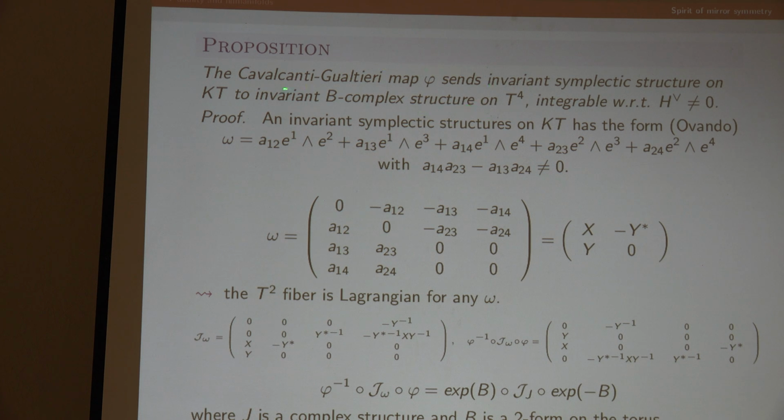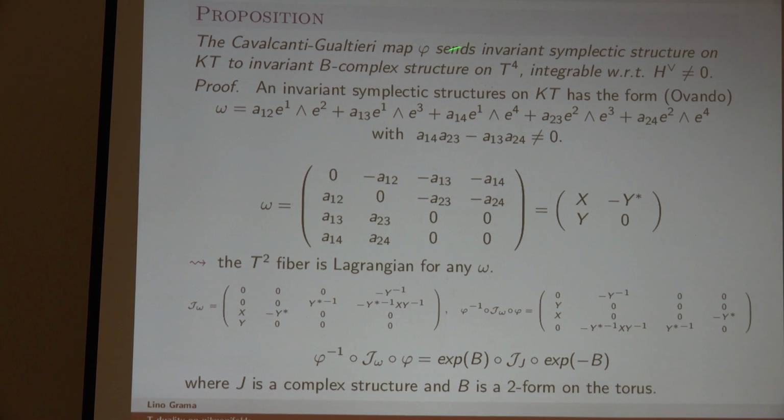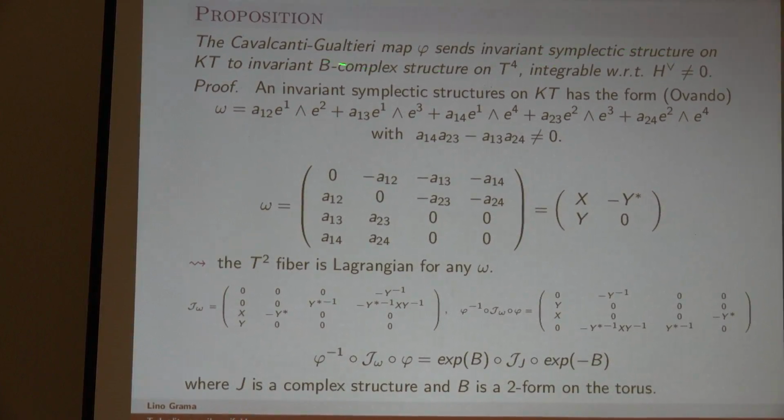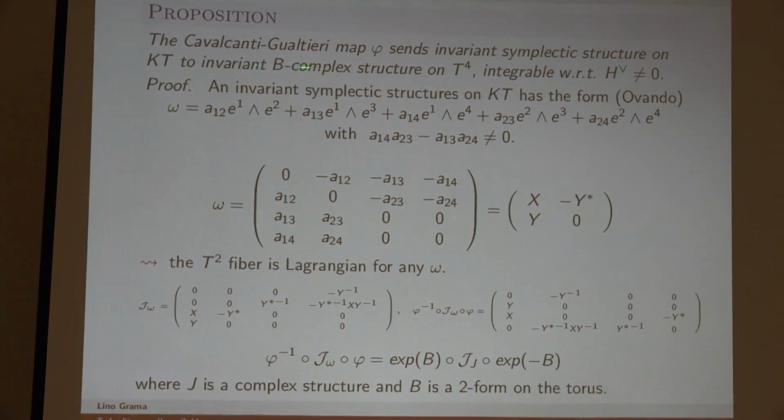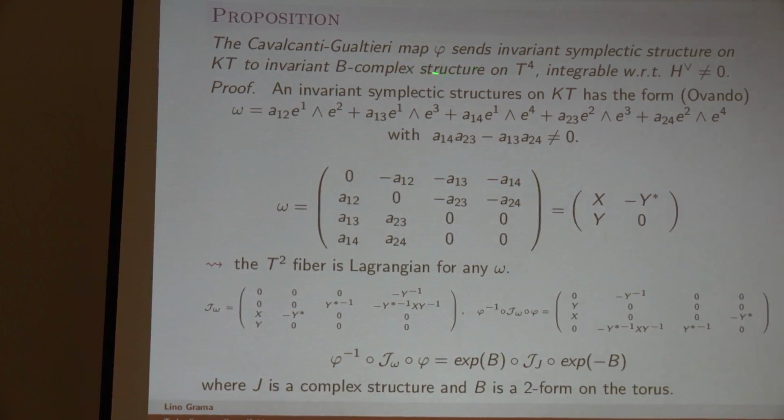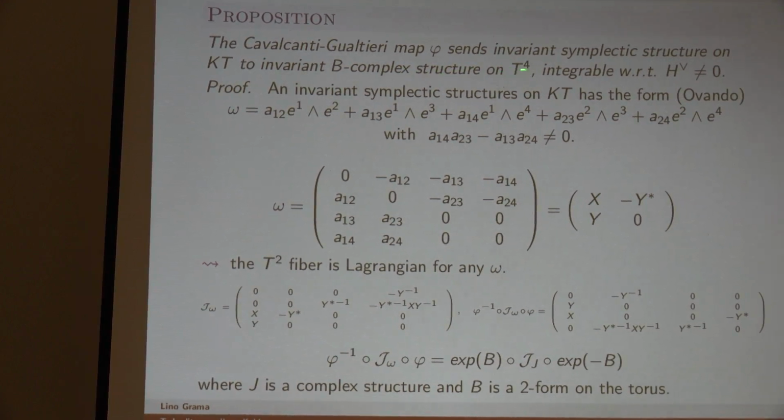For instance, if I consider the Cavalcanti-Gualtieri map, the map sends invariant symplectic structures on the Kodaira-Thurston manifold to complex structures on the four-dimensional torus, but this is a B-complex structure. This is deformed by some two-form. Okay, and this is a complex structure integrable with respect to some H.